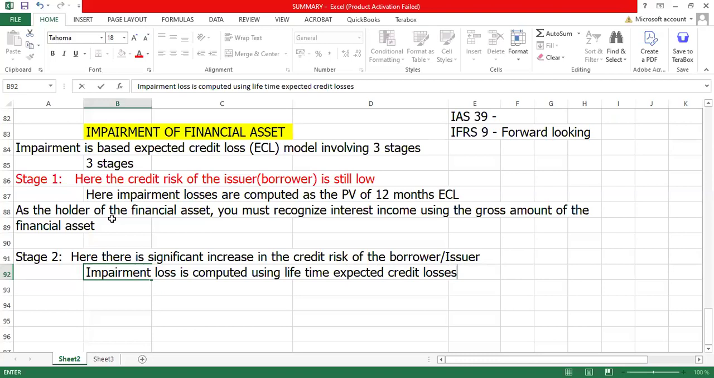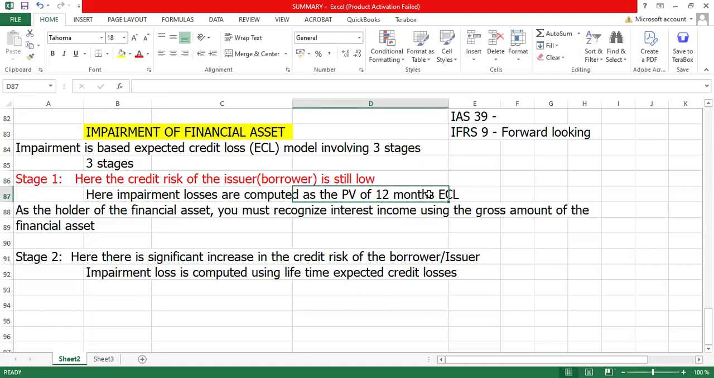In short, at stage one, you recognize the impairment basing on the 12 months period. But on stage two, as you recognize your impairment, you base on the useful lifetime of the loan. You don't look at 1 year or 12 months. That's where the difference is.